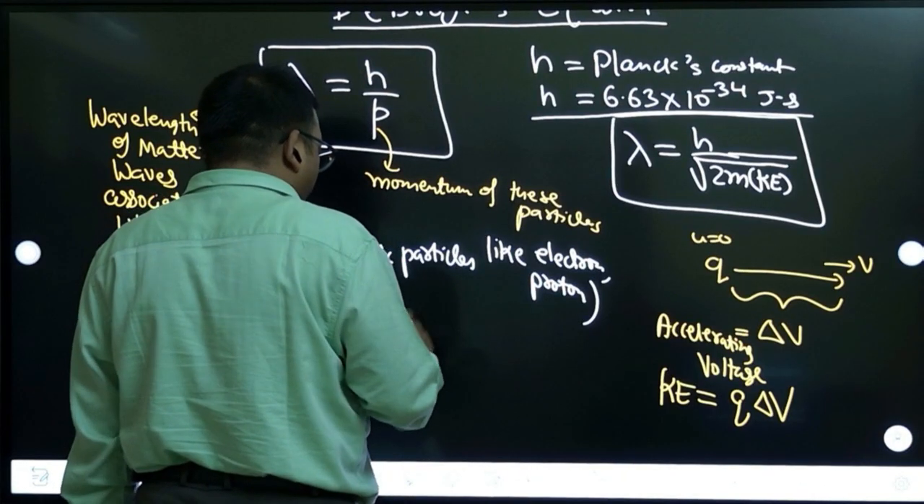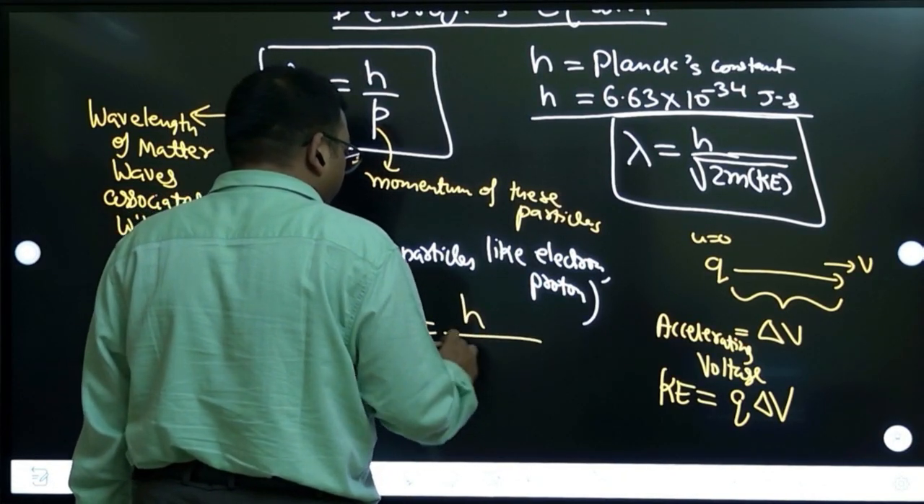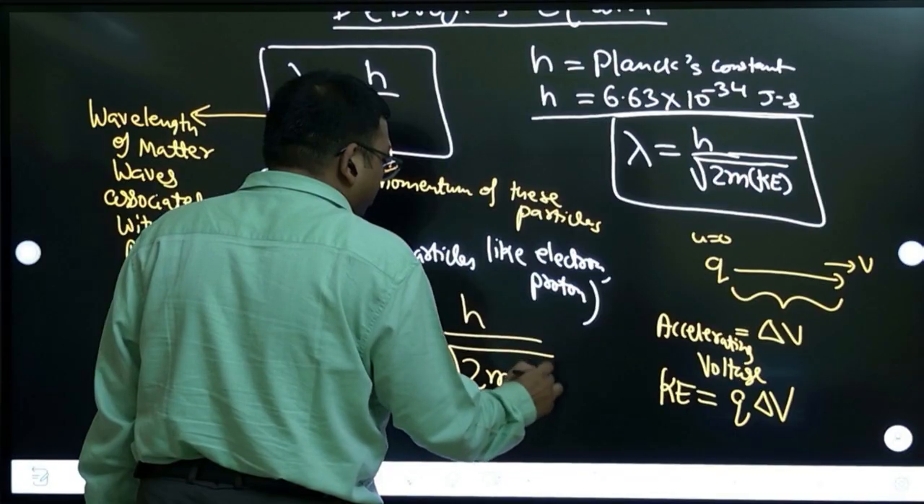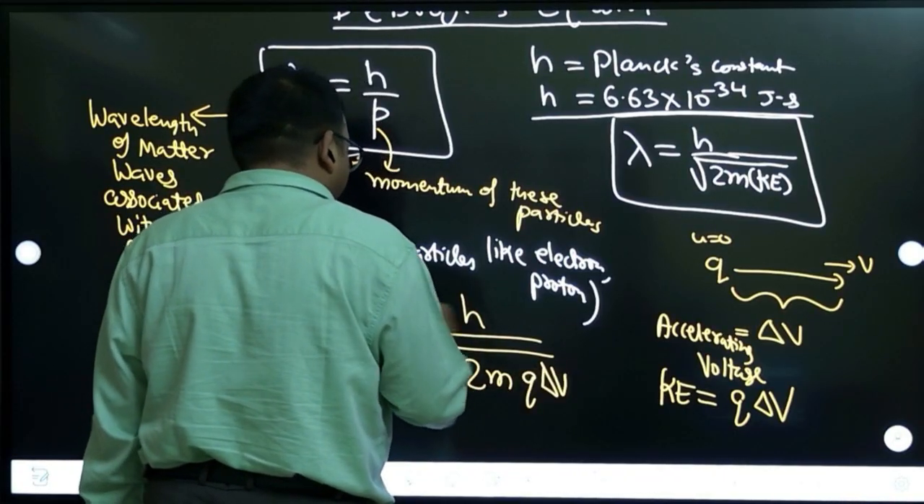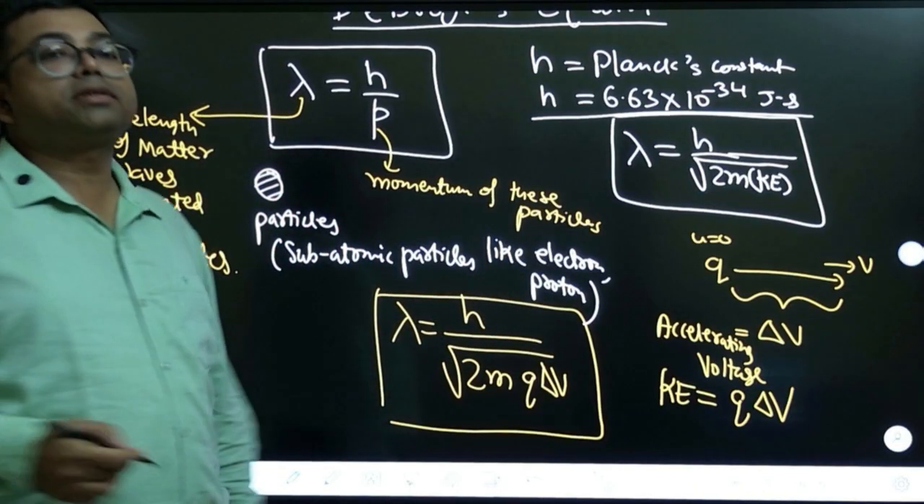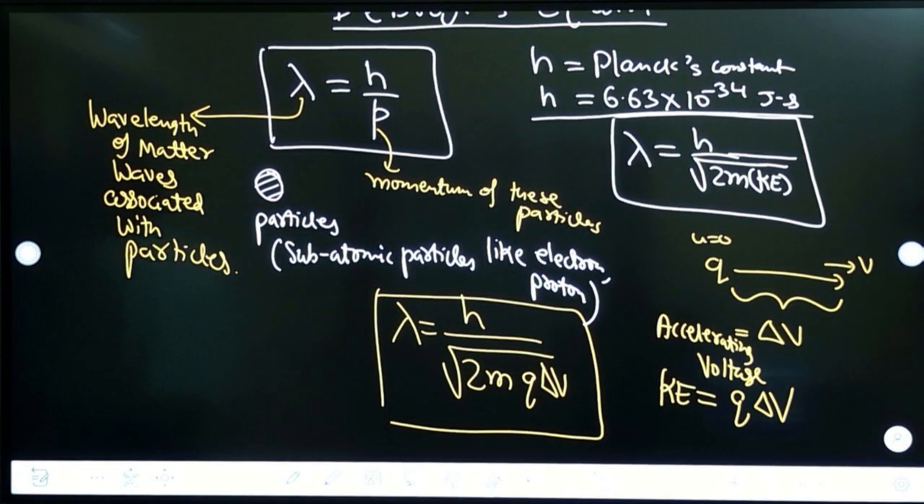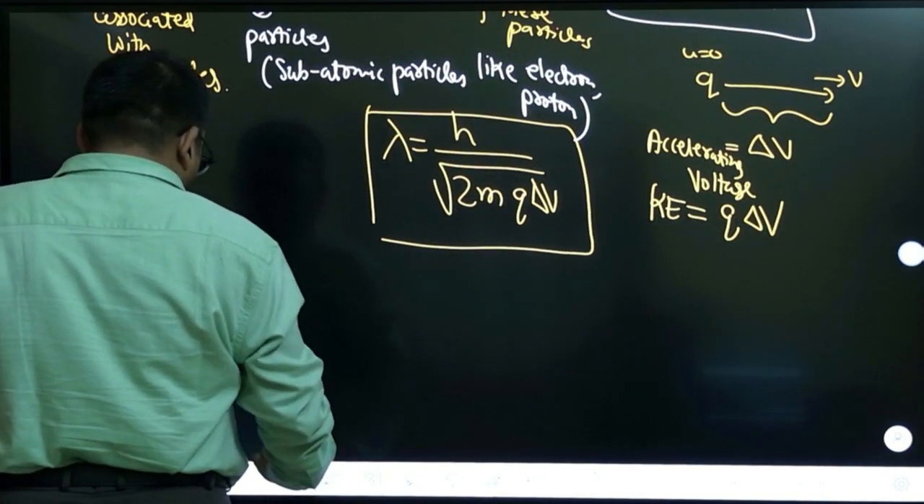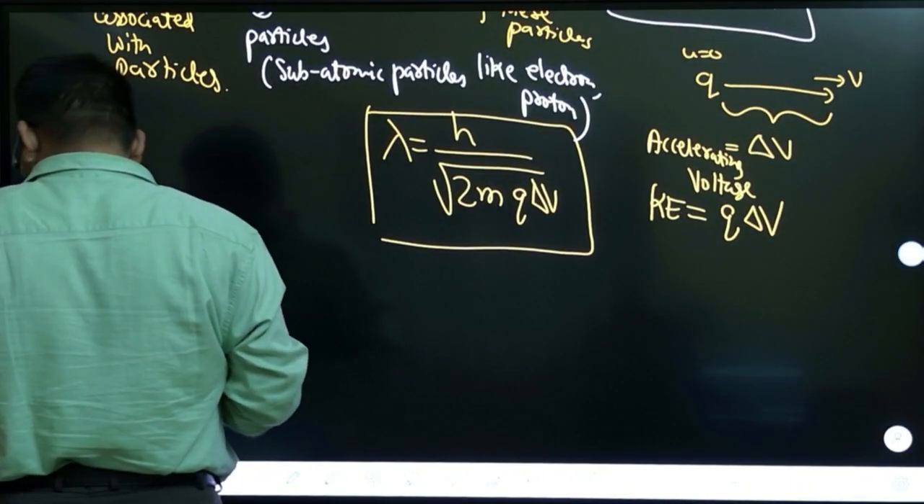So this formula for lambda can also be written as h by root 2 times mass times kinetic energy, where kinetic energy is charge into delta V, and delta V is the accelerating voltage. So the same formula can be written in various manners. Okay, that is what you need to note. Same formula can be written in various ways. So now let us write some shortcuts for this formula. I am going to write some formula shortcuts, which you have to remember and solve problems using that.